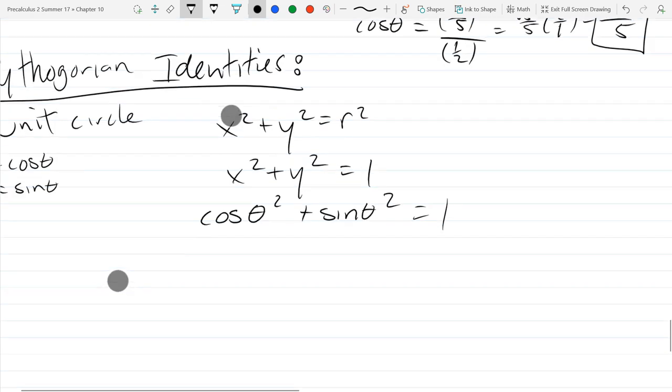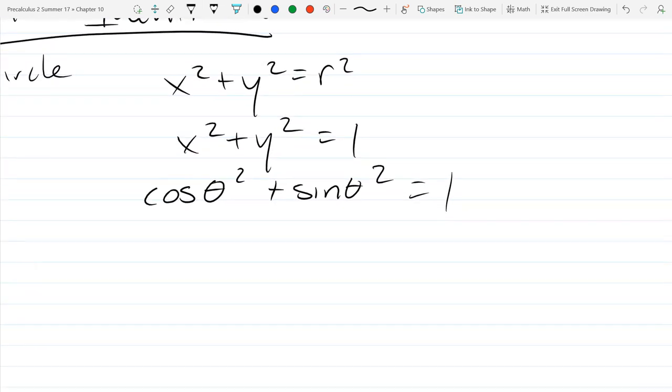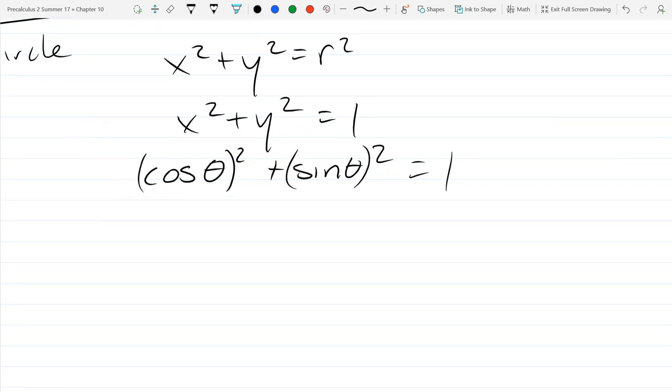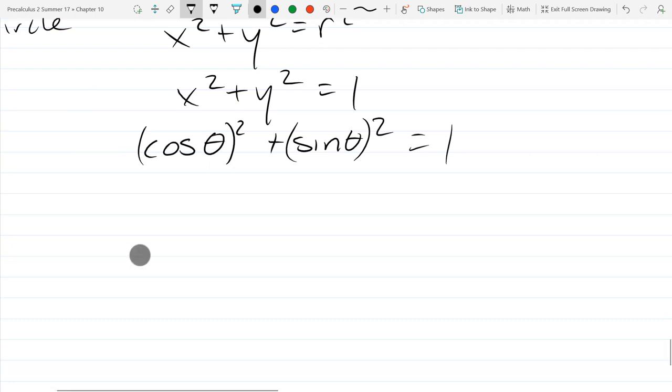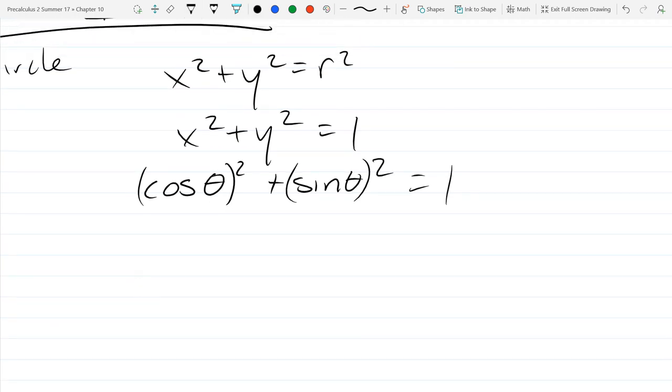Now, one thing to notice, this notation looks ambiguous. I need to make sure I take cosine and then square the output of cosine, and then take sine and square the output. So you can group it up with parentheses like this. There is some really bad trig notation that unfortunately everybody on the planet has been using for quite a long time. And the way we write cosine times cosine is cos squared of theta.